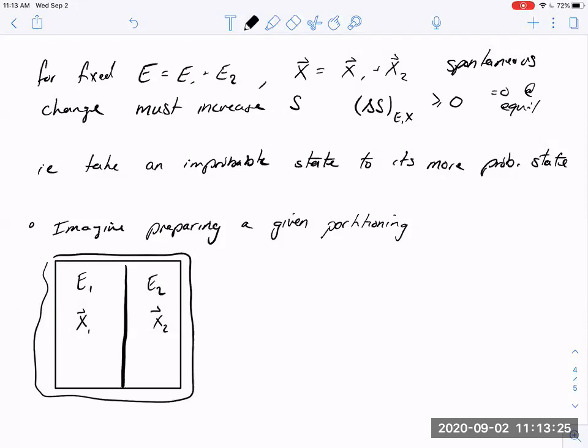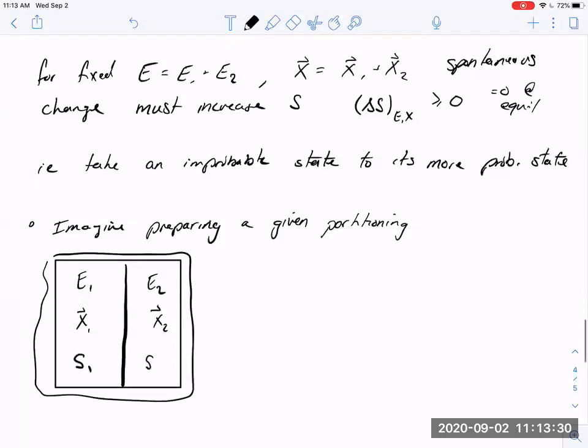Now, if I know the energy and I know the mechanical variables, we've just argued that I can compute the entropy. That's just counting the states consistent with those constraints. So this wall does not allow the energy or the mechanical variables to exchange. So I can go in and compute the total entropy as a sum of S1 and S2. That will be some number.